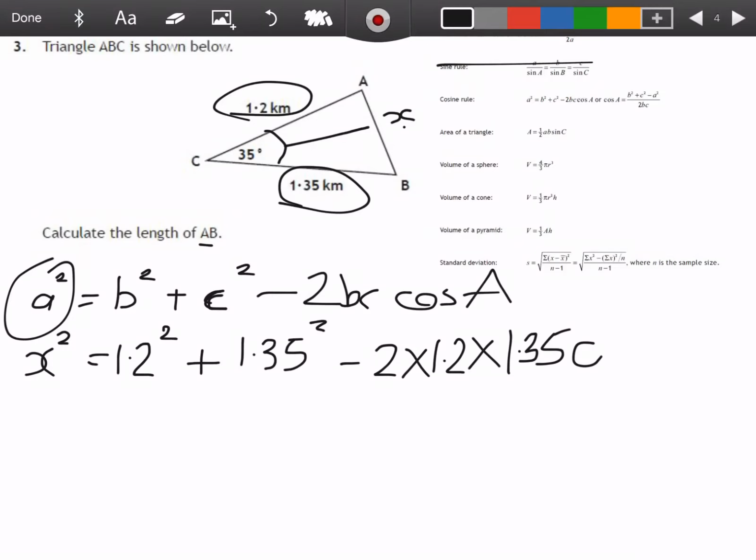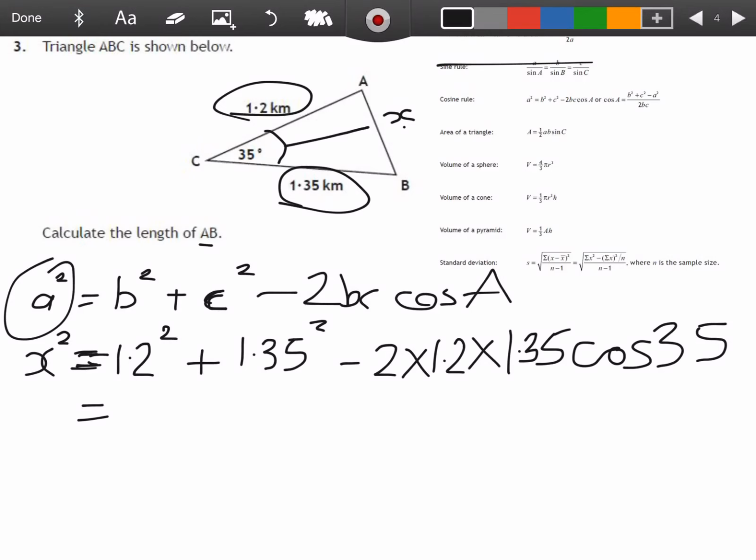Cos A, and now we're multiplying. Remember, multiply by cos A. Cos A is the angle 35. Like what I said earlier, please get your calculator and check you can work this out. Some calculators can deal with this by typing the whole of that in the one. Not all calculators can though, so please be very careful.